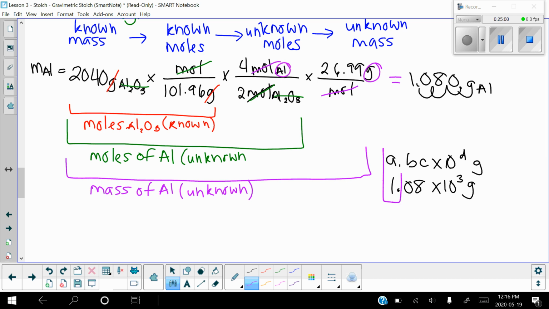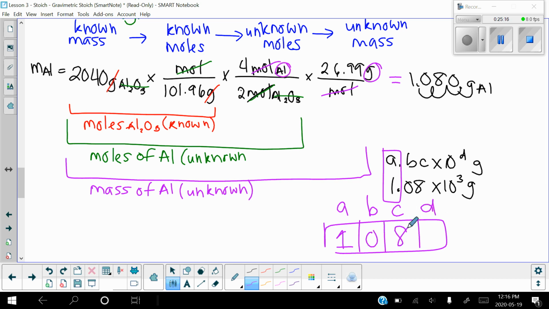1 is A. So if I were placing this in a numeric response, I put 1 in the first box because this would be my A, this is my B, this is my C, and this is my D box. So B would be 0, C would be 8, and D would be 3. So my final answer would be 1083. Okay, so this is my final answer.